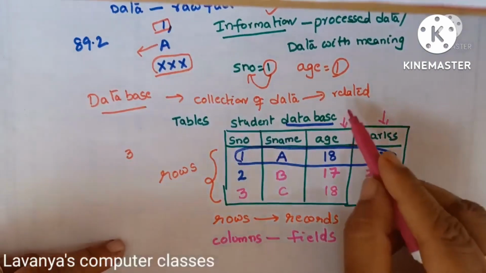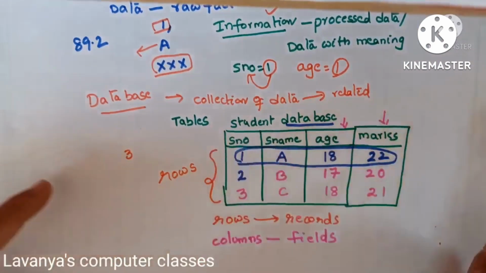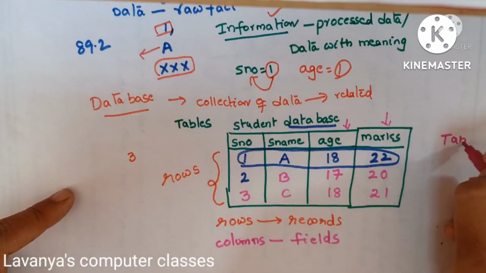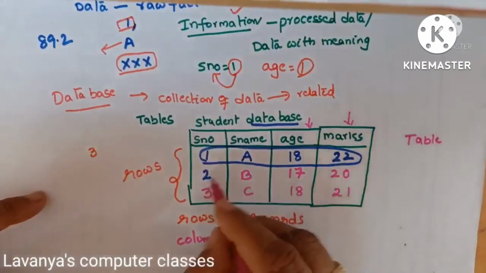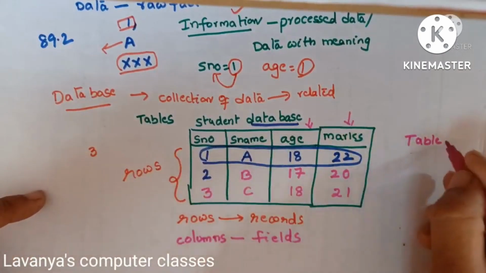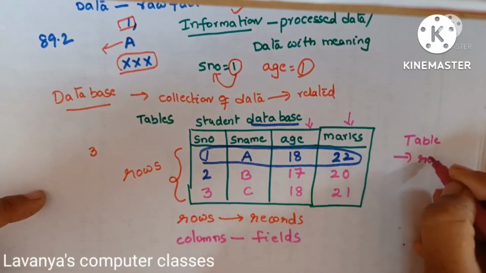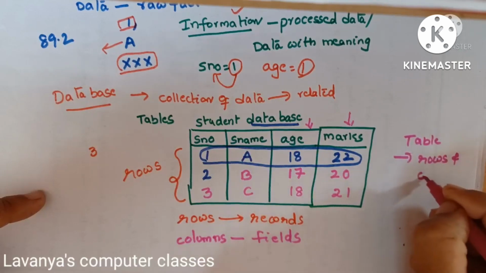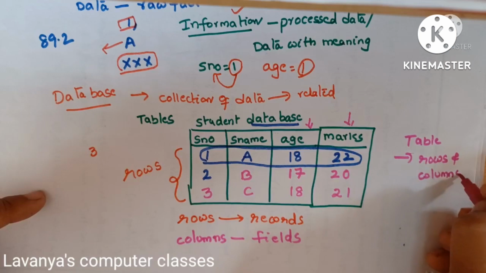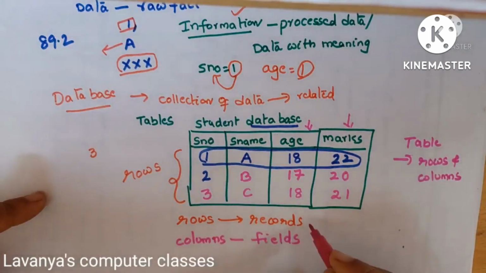First of all, a database is stored in the form of a table. What is the meaning of table? Any table contains rows and columns. A table is the combination of rows and columns. In our database, rows are called records and columns are called fields.